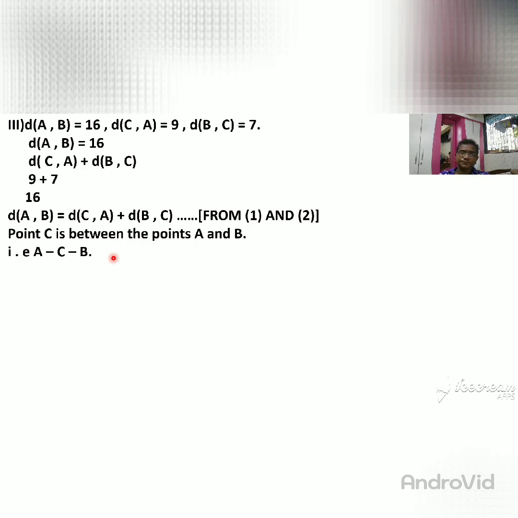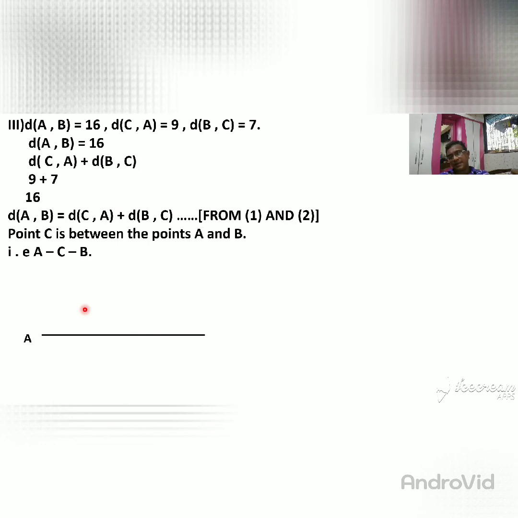So here we can write the betweenness, A-C-B. Why do we write it this way? Because the distance AC, here CA means AC, plus distance BC, so here distance BC equal to what? Distance AB. Okay, so here it is right, A-C-B. So C is between A and B, and that can be shown with the help of a diagram.